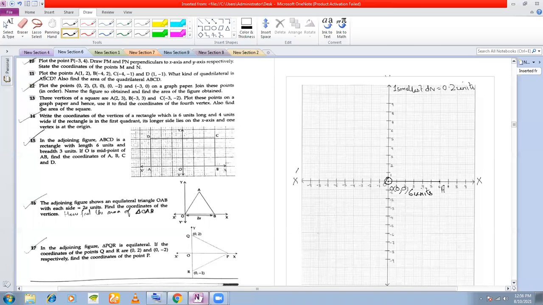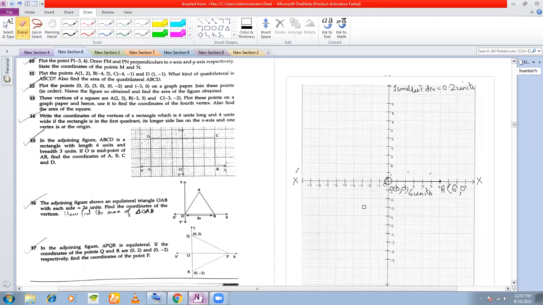Now, what are the coordinates of A? Can anyone tell me? 6, 0. Because A is on the x-axis, obviously the y coordinate will be 0. And because we are moving in the positive direction of x from the origin, we are moving till 6 units. So plus 6 comma 0 will be the coordinates of A.